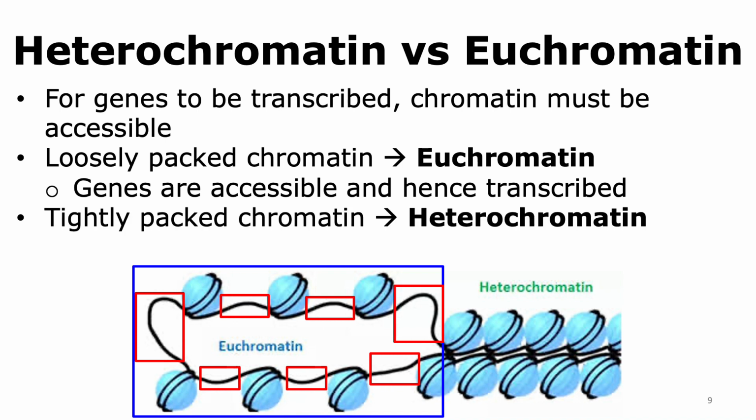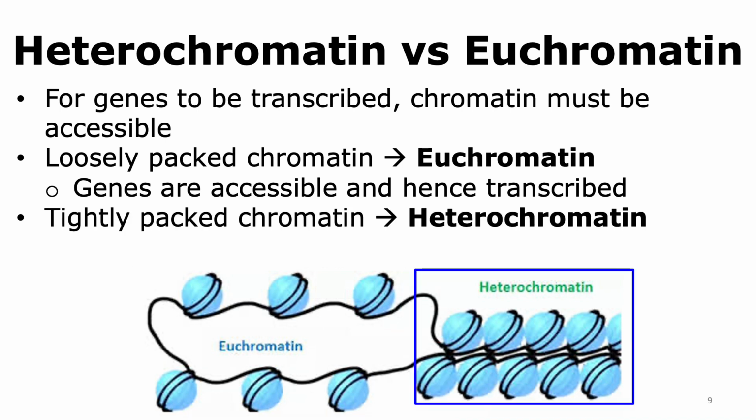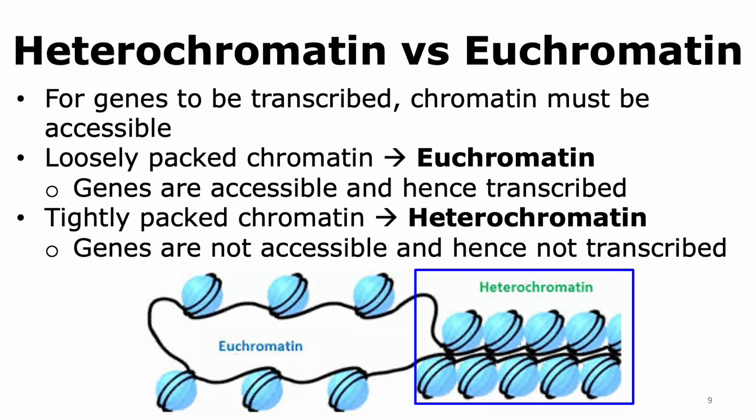On the other hand, if the chromatin is tightly packed, which is what is shown on the right side of the figure, then such chromatin is called heterochromatin. In the case of heterochromatin, the genes are not accessible because, as we can see in the figure, there are no DNA sequences that are open, as we saw in the case of euchromatin. And hence, in heterochromatin, genes are not usually transcribed.